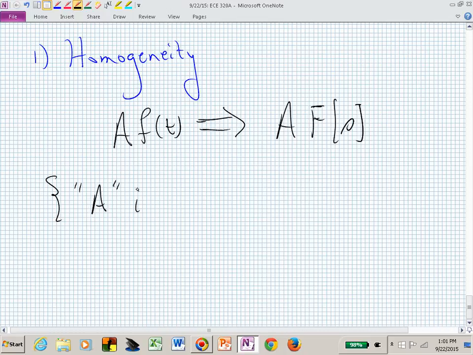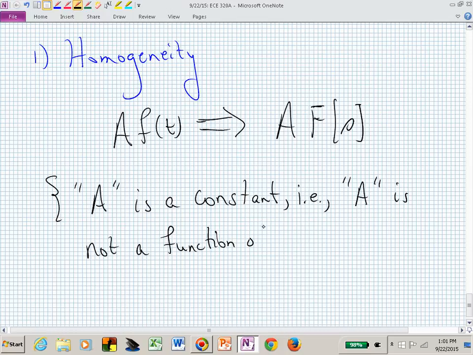Here, A is just a constant, that is, A is not a function of t or f of t. A is just a constant. It's not a function of time.